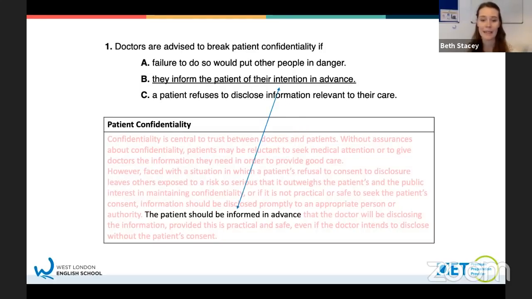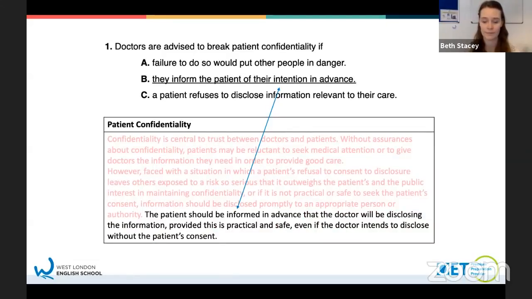And looking at B, it does talk about the patient being informed in advance. We can see there's the exact same wording there. But again, it's not that doctors should break confidentiality regarding this. It's just saying that if the doctor is going to disclose the information, the patient needs to be told. So B can't be our answer either.